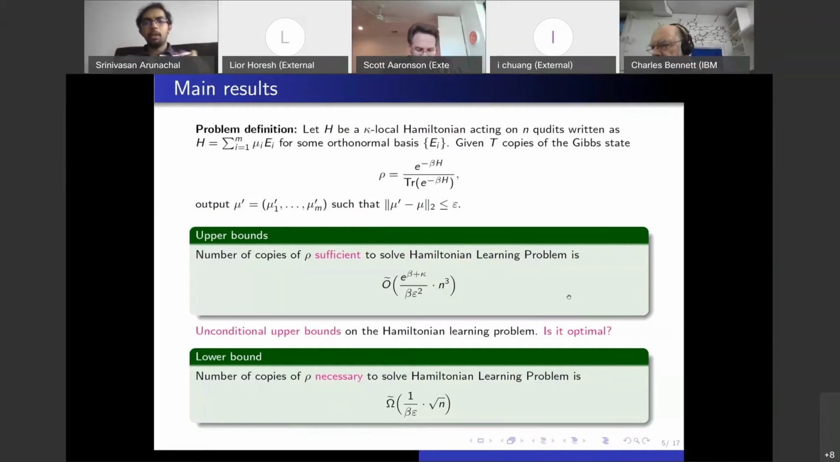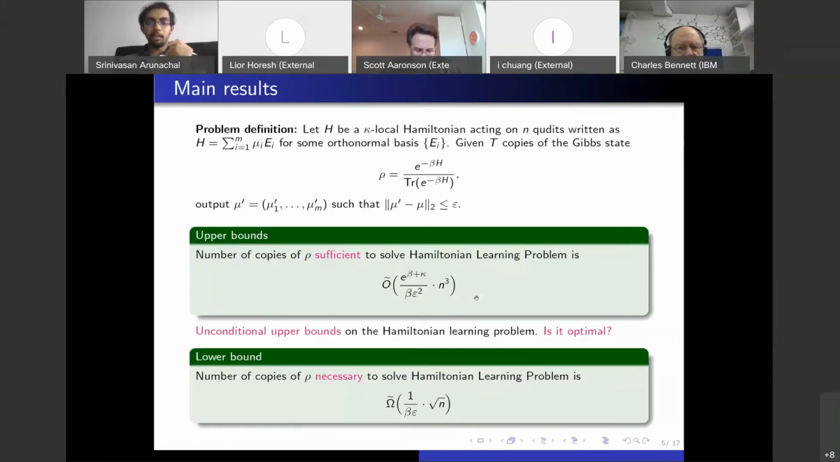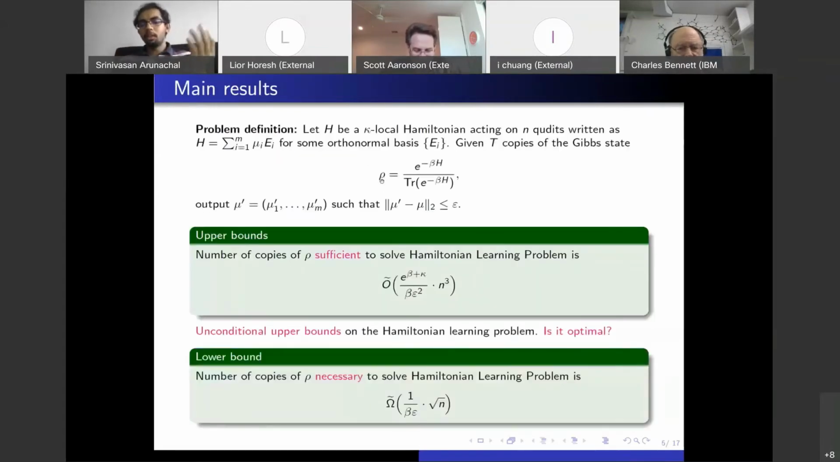Right, so this is the Hamiltonian learning problem. We show that you can solve it in polynomial sample complexity, and we show that the polynomial in n dependence on the sample complexity is kind of tight. Let me make a few remarks which are not clear in the slide. The first thing is, if you look at this problem, you're given copies of a state rho, that's what Scott was talking about in the previous slide, and you want to learn rho. So am I just solving shadow tomography under the hood?